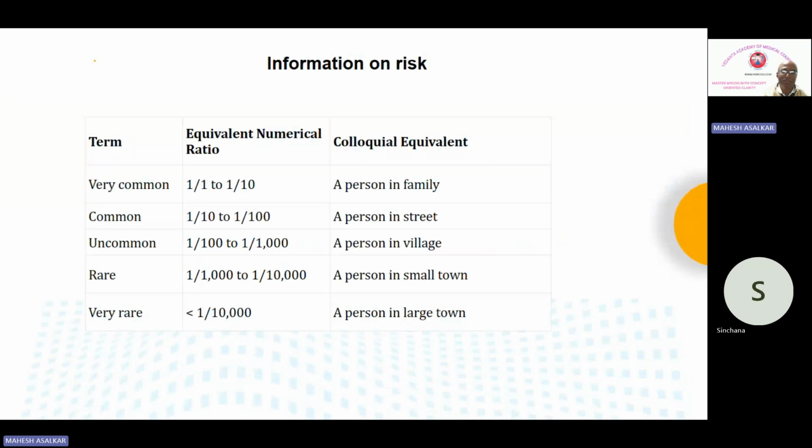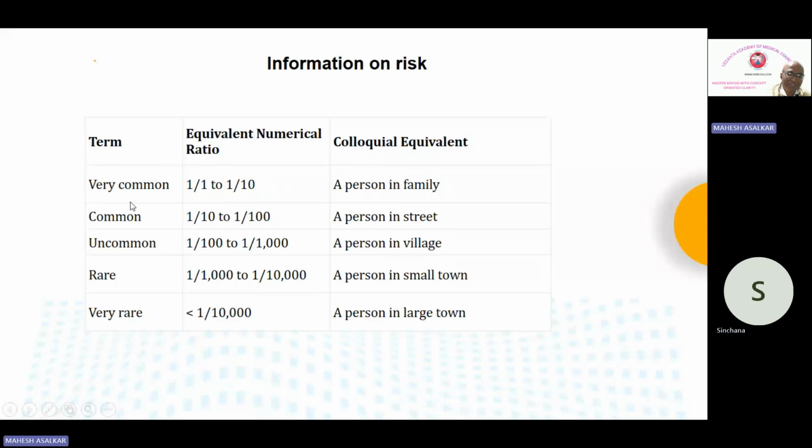Whenever we are talking about the information on any risk, what are the terms which are commonly used while talking with the patient? Very common, then we talk about the common risk, then we say that it is an uncommon risk. Sometimes we say that it is a rare risk, and sometimes we say that it is very rare. So what does very common mean? When the risk involved is 1 in 1 up to 1 in 10, that is almost a person in the family is likely to have that particular risk. It is that common. We label this as very common. In numerical ratio, it will be 1 to 1 in 10.